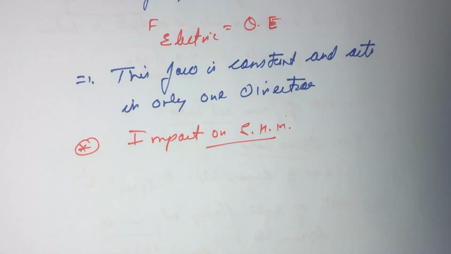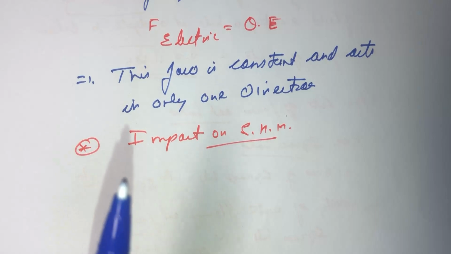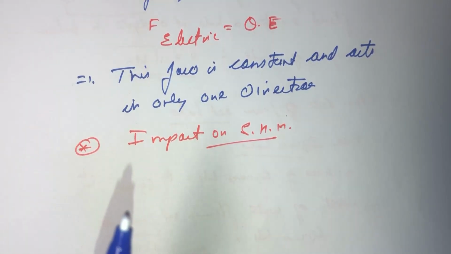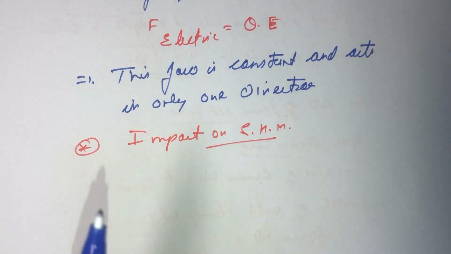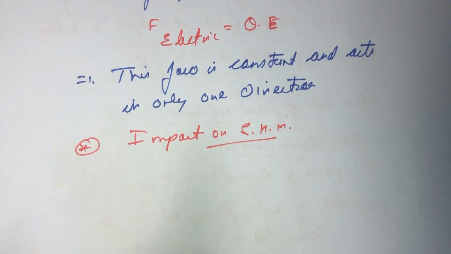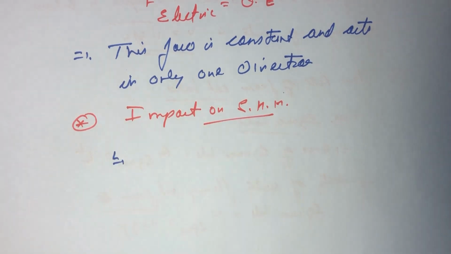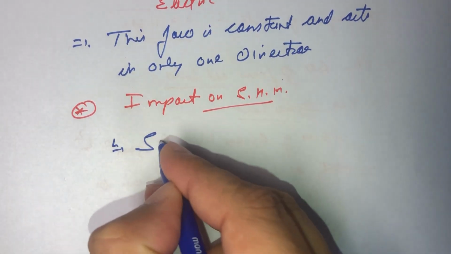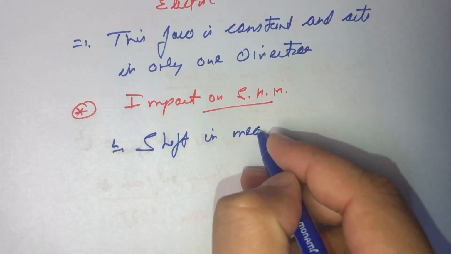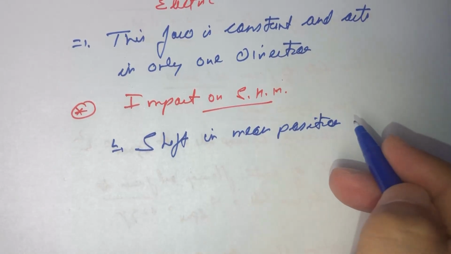First impact will be that as soon as the electric field is applied, the force will be acting on the charge, or we can say indirectly the force will be acting on the block, and all of a sudden there will be a shift in the mean position, or we can say a shift from the equilibrium position. So the first impact will be a shift in the mean position.